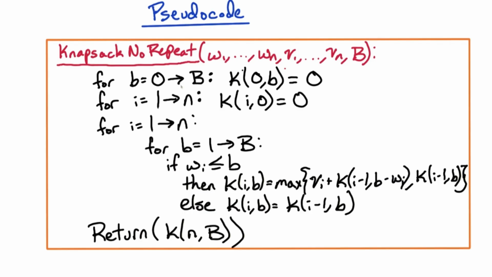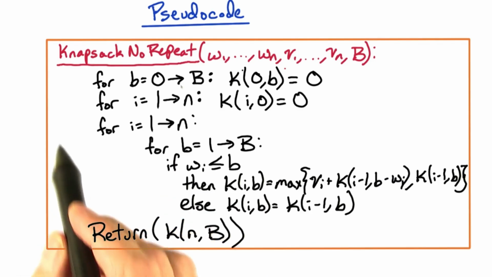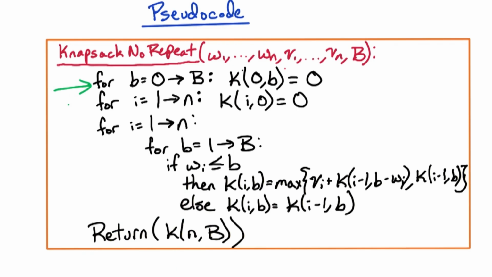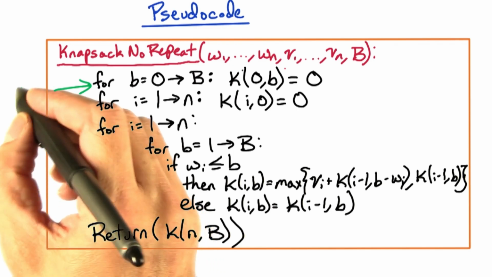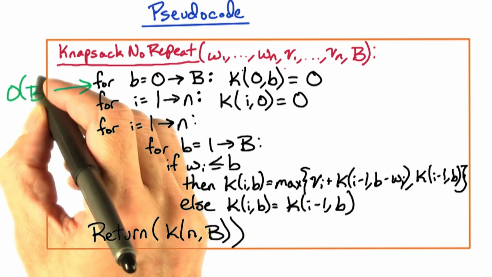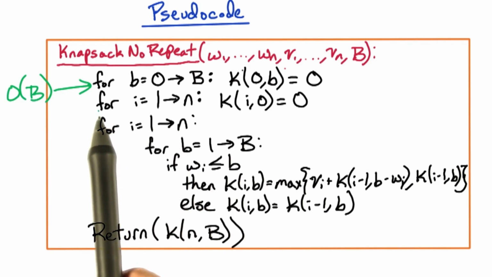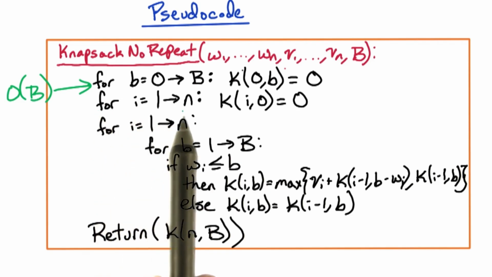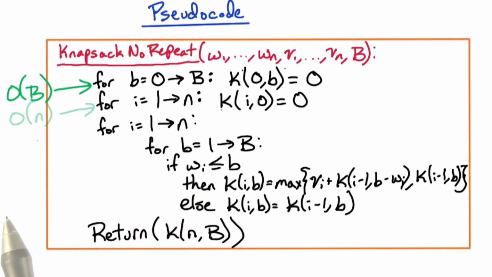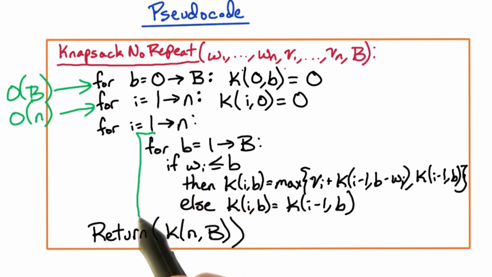We first have our base cases. The first for loop is over capital B entries. That's over the first row. That takes time order capital B. The second for loop is over the first column. That's of size order n. Now we have our nested for loops, which are going over the interior of the table. The first one is of size order n. The second nested for loop is of size order capital B.